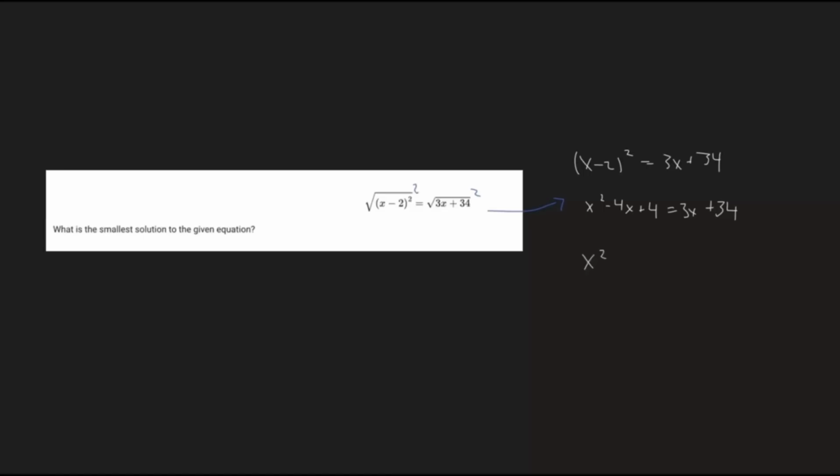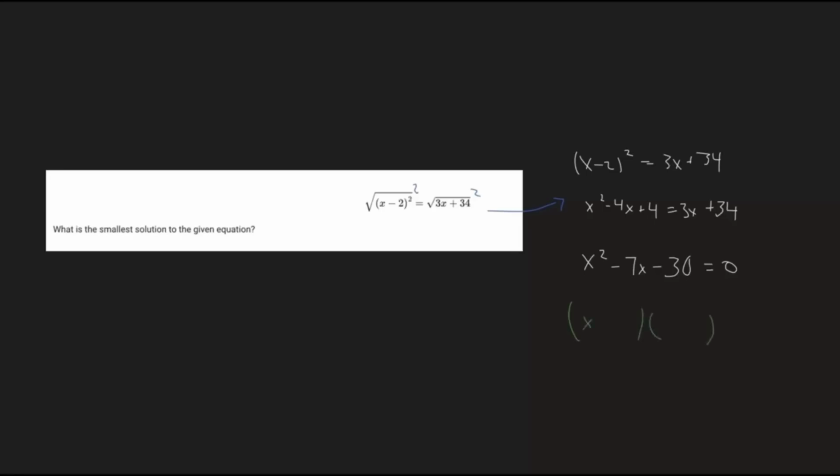We'll get x squared. Negative 4x minus 3x will be negative 7x. And then positive 4 minus 34 will give us negative 30. The important thing here is we want to set this equal to 0. So now we can factor this: we have x squared minus 7x minus 30. You know the drill, find two numbers that multiply to negative 30 in our case, and add to negative 7. So here we can just write x, and we just find the factors.